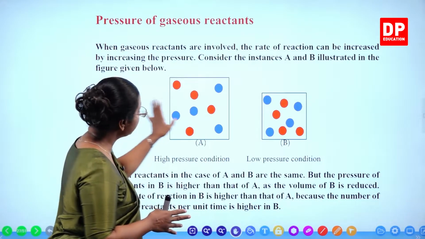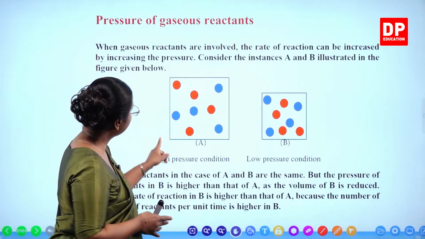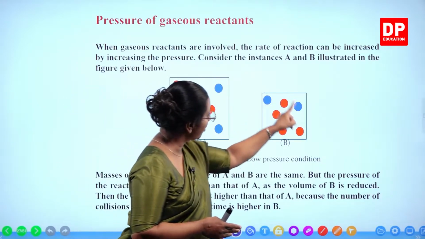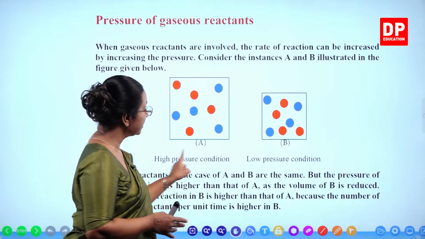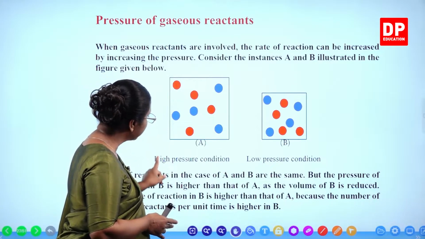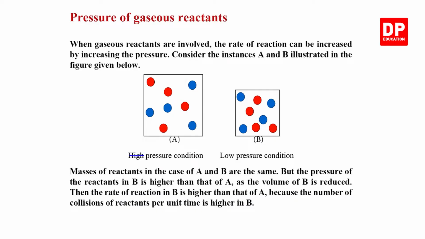Now this diagram is given to you in your textbook, students. There is a mistake. Here you can see a larger volume, and this is a smaller volume, but the labels have to be switched. When the volume is high, the pressure is low. So this should be the low pressure condition and this should be the high pressure condition. I will explain that to you all first.